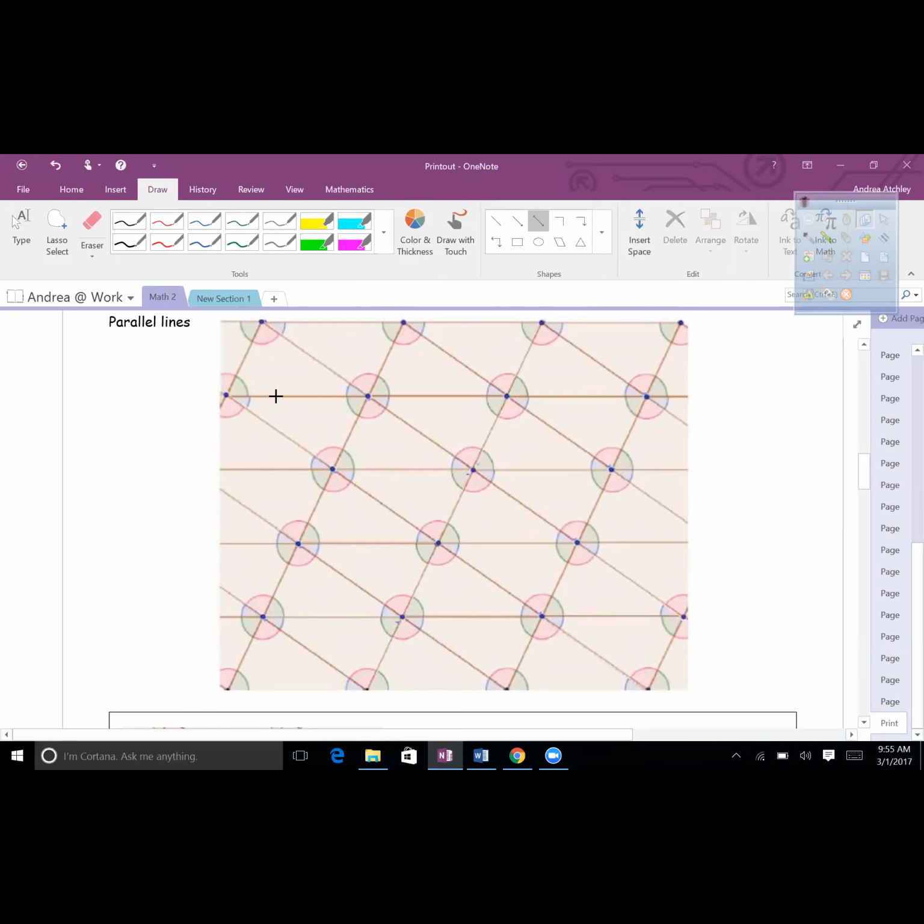So write this in on there. There's one line. There's this line. And then we have this transversal. Okay, so draw it on there, just draw a Sharpie. We've created a bunch of parallel lines.